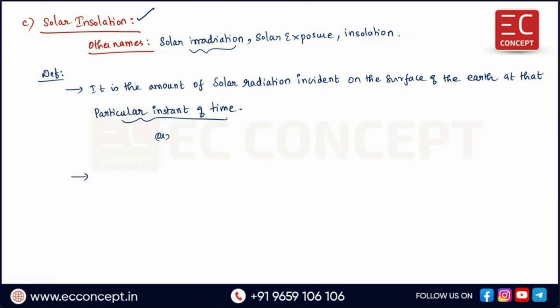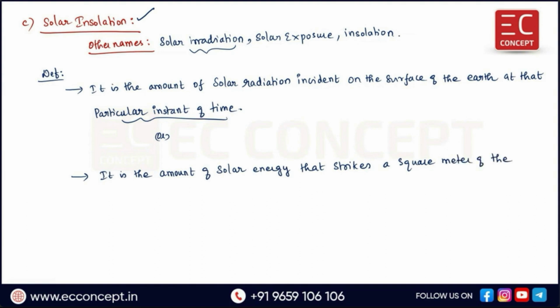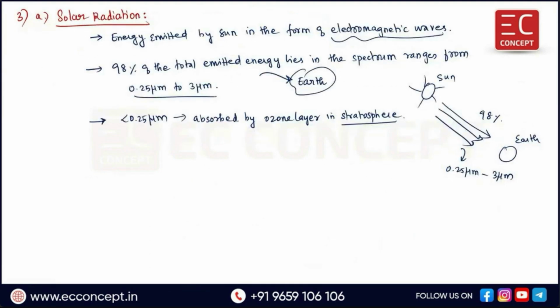We can also define this term as the amount of solar energy that strikes a square meter of the Earth surface in a single day. That is said to be solar insolation. These three parameters are very important: solar insolation is different, solar irradiance is different, and solar radiation is different.